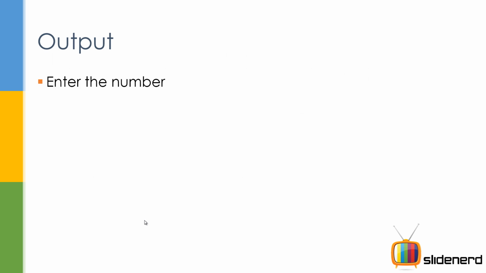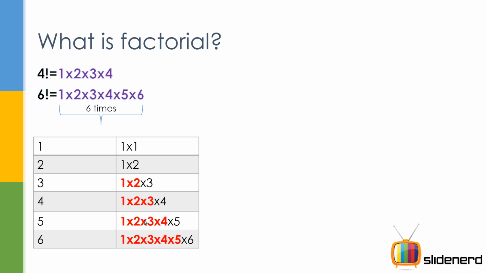The output looks something like this. Enter the number, the user says 5, the factorial is 120. So now how is this calculated? Let's go ahead and see that too. 4 factorial is 1, 2, 3, 4. 6 factorial is 1, 2, 3, 4, 5, 6. The factorial of any number is the product of all the numbers from 1 to that number including itself.